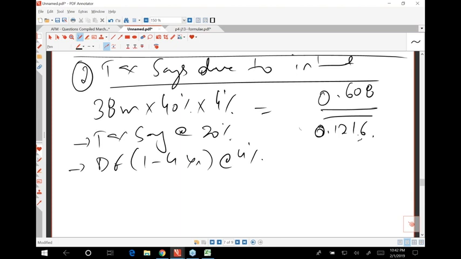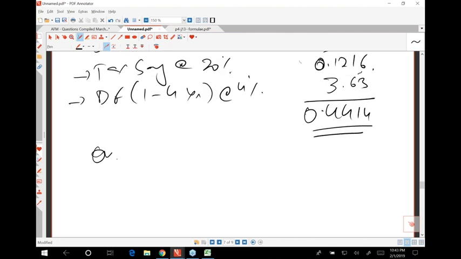Okay, can somebody please confirm the annuity factor of 4% for the 4 years? So it's going to be 0.1216 into 3.63. How much is it? Okay, so this is 0.4414.